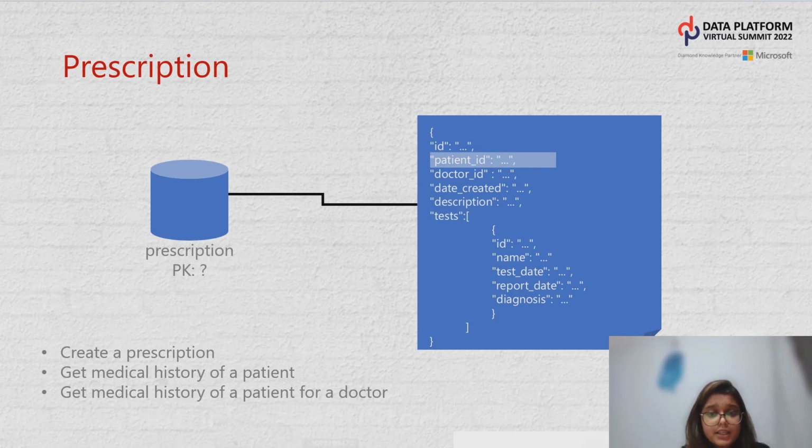Talking about partition key, since we are always querying for prescription for a particular patient, it makes sense to create patient ID as partition key. So we have queries like create a prescription, which would be again for patient ID, get medical history of a patient again by patient ID, and get medical history of a patient for a particular doctor, that would still be on a patient ID and filtered by a doctor.